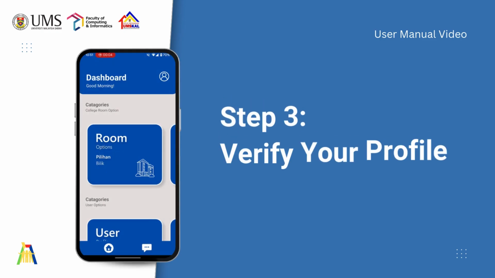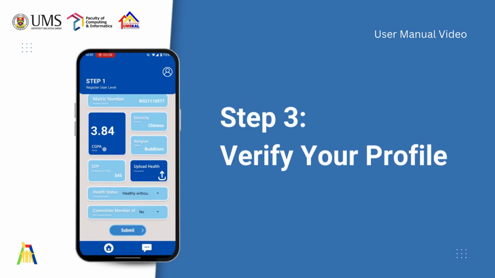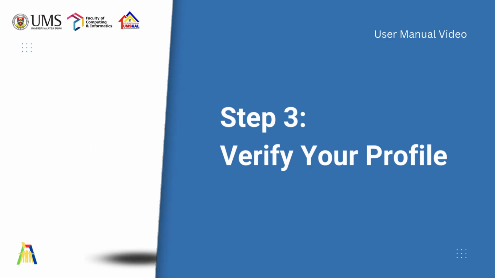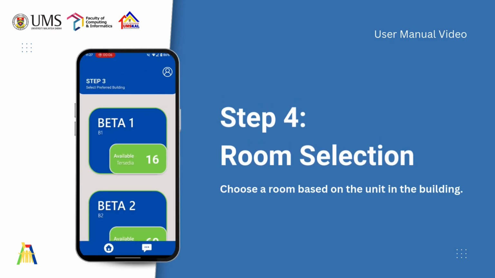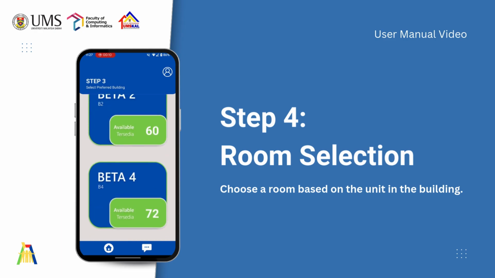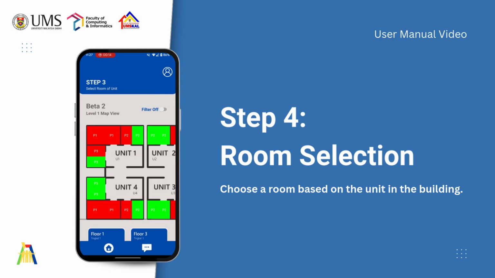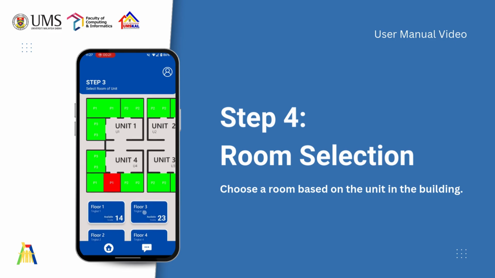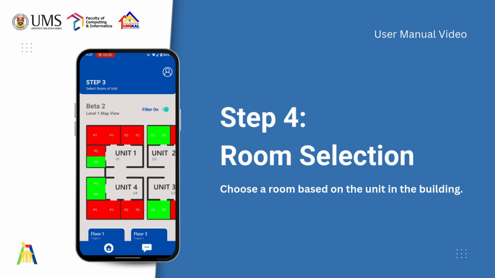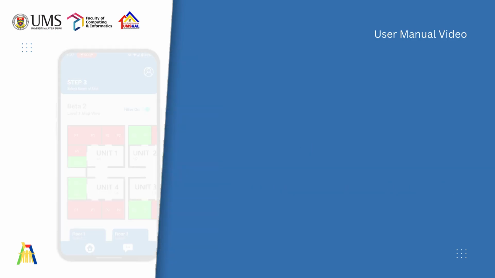Now Step 3. Verify your profile. To proceed with selecting your desired room, ensure your profile is verified. Step 4. Room selection. Once verified by the admin, click Next to select your desired building. After selecting the building, a map will appear. Use the map to choose a room based on the unit and floor. You can also use the filter button to narrow your options.